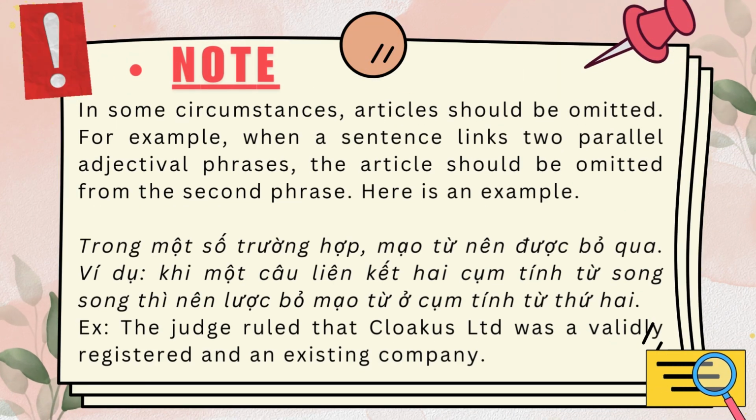Important note: in some circumstances, articles should be omitted. For example, when a sentence links two parallel adjectival phrases, the article should be omitted from the second phrase. Here is an example. The judge ruled that Clocus Ltd was a validly registered and existing company.